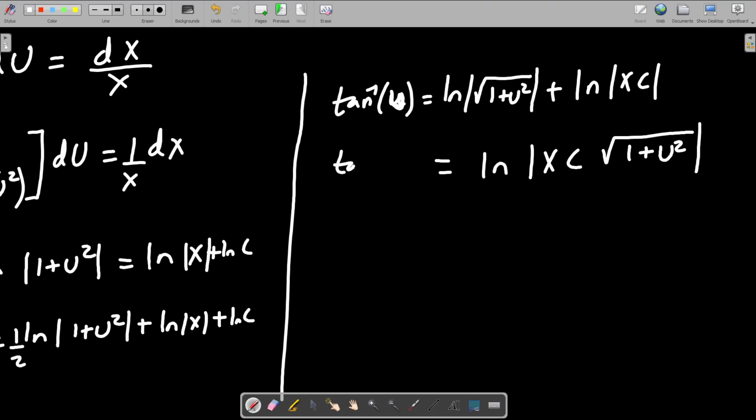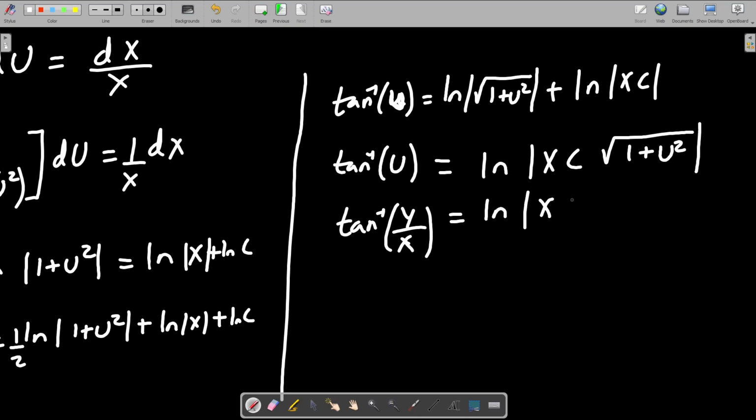And this is tan inverse of u. But what is u? U is y by x, right? So this will become tan inverse of y/x = ln of x times c times root over 1 + y^2/x^2. Keep in mind that the square root applies to the whole thing over here.